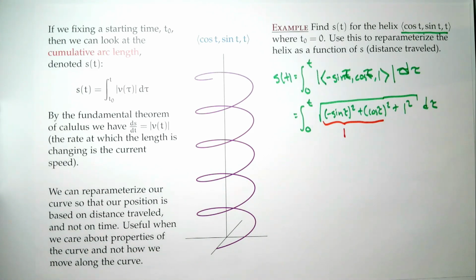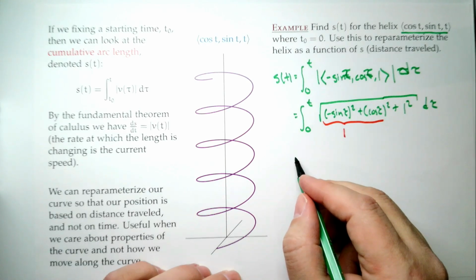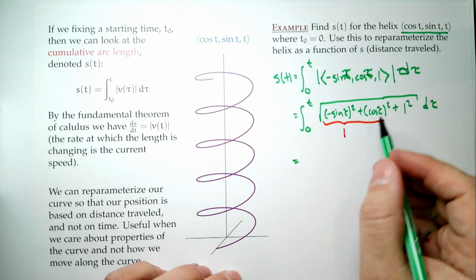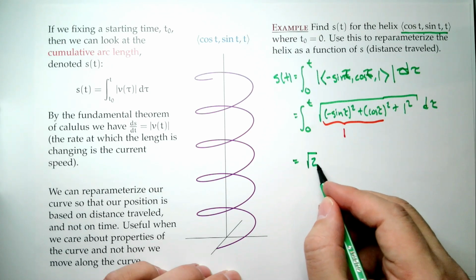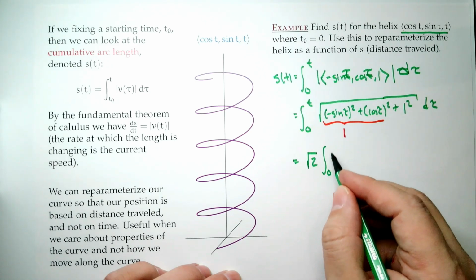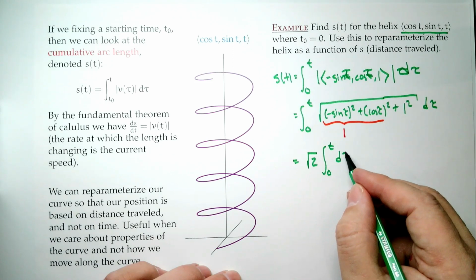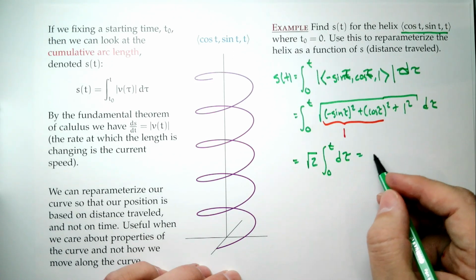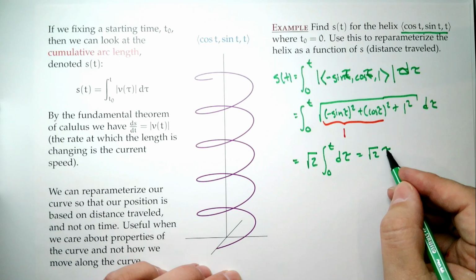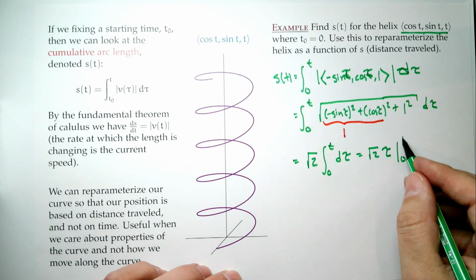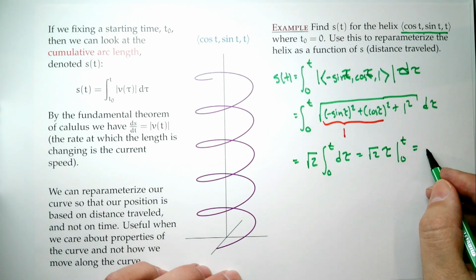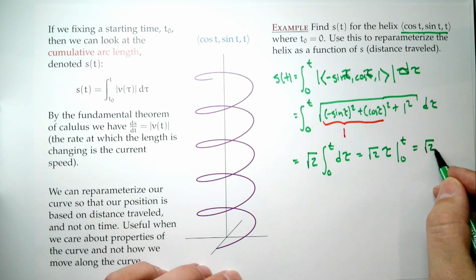All right. 1. Well, what about 1 squared? Also 1. So it's really the square root of 2, which is a constant. I can pull out the constant. Square root of 2, integral 0 to t d tau. Well, that's an easy integral. It's square root of 2 tau from 0 to t. And so if you simplify, you get square root of 2 t.